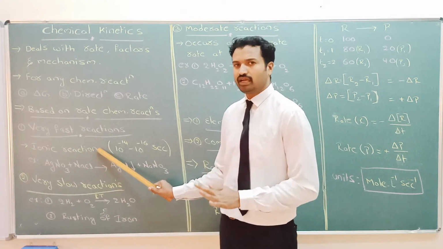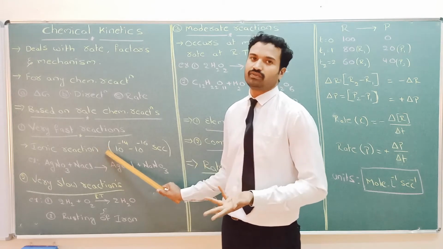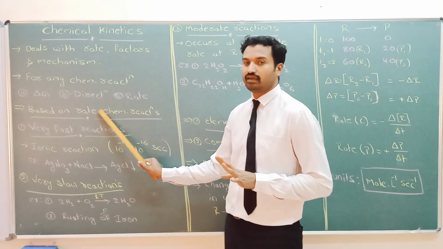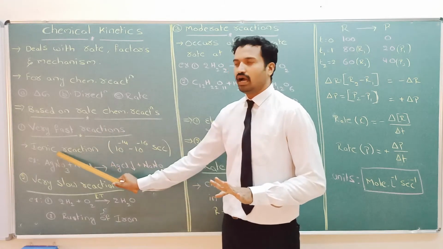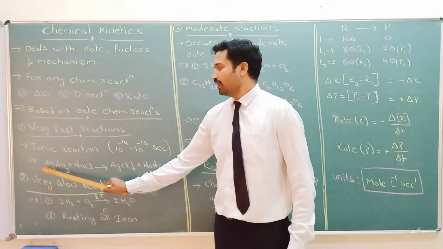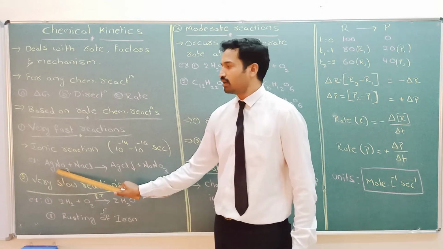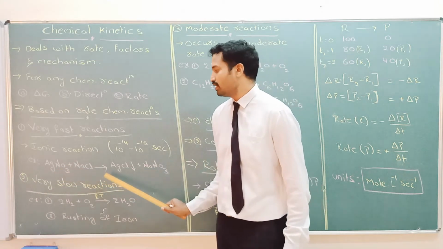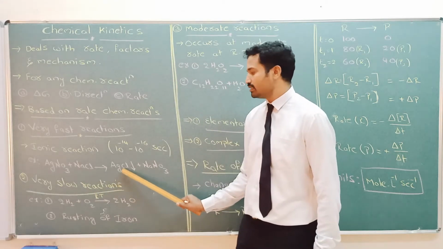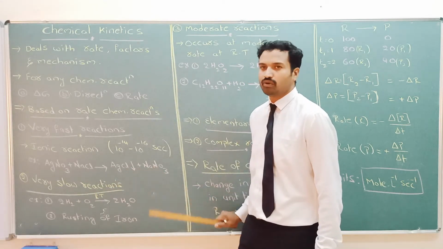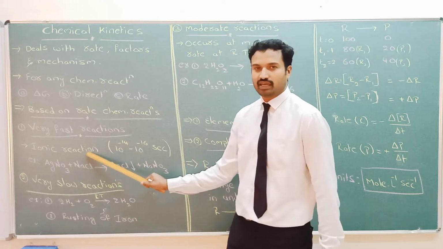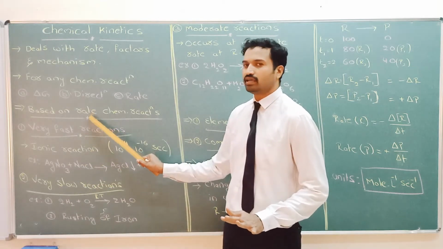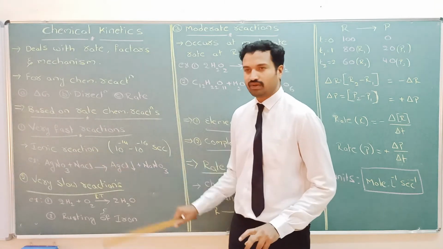So, it is very difficult to calculate the rate of such a reaction. If the reaction is very fast, we cannot calculate the rate. Example, ionic reactions: AgNO3, silver nitrate, reacts with NaCl to give the precipitate AgCl plus NaNO3. This is one example of an ionic reaction. It is a very fast reaction, so we cannot determine the rate of a chemical reaction. This is about very fast reactions.